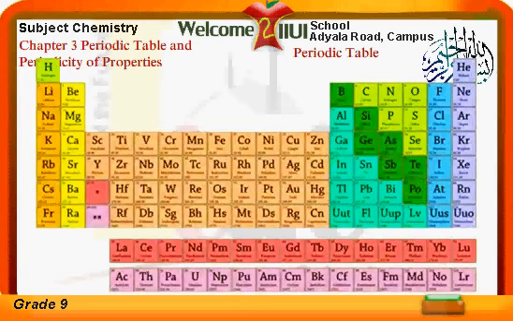Students, it is concluded that the groups in the periodic table are numbered in a variety of ways. The arrangement of elements into periods has an important consequence. The elements that have similar properties end up in the same group in the periodic table.